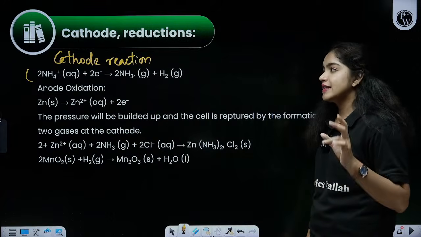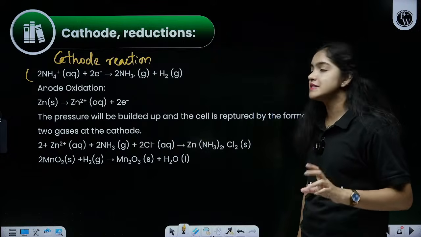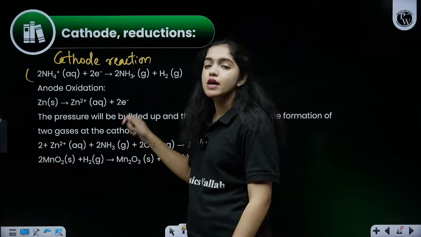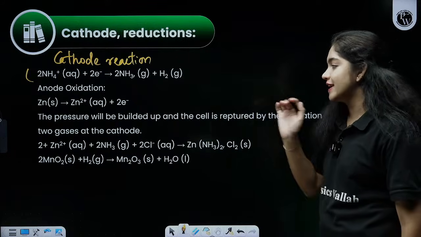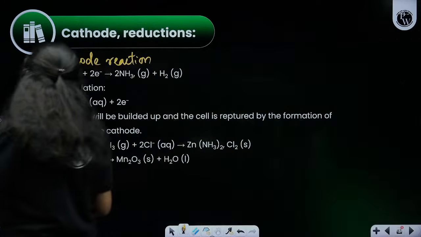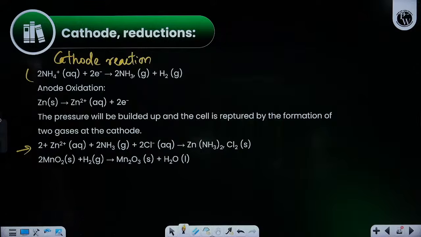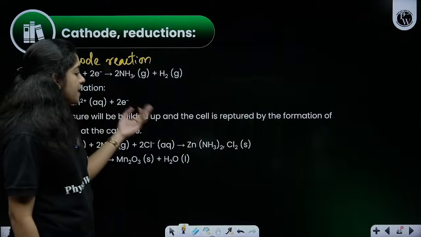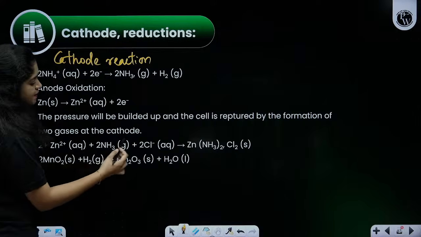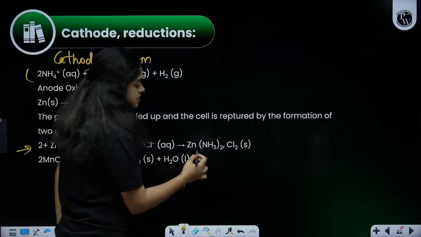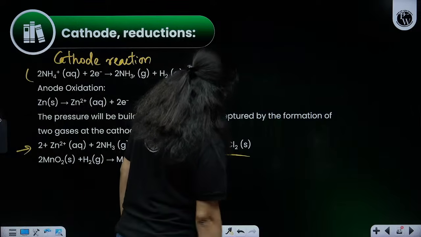Okay, then in the anode, zinc undergoes oxidation. Zinc changes to Zn2 plus 2 electron. There happens the losing of electron. And when we add the 2 electron, we will get the net reaction. The net reaction is written here. This is the net reaction. The pressure will be built up and the cell is ruptured by the formation of 2 gases at the cathode. That is Zn2 plus 2 NH3 plus 2 Cl gives Zn(NH3)2Cl2.